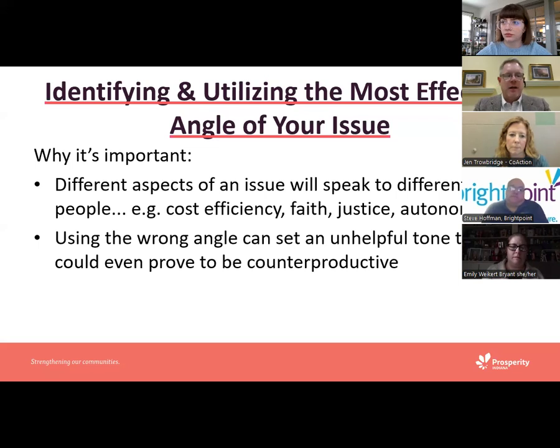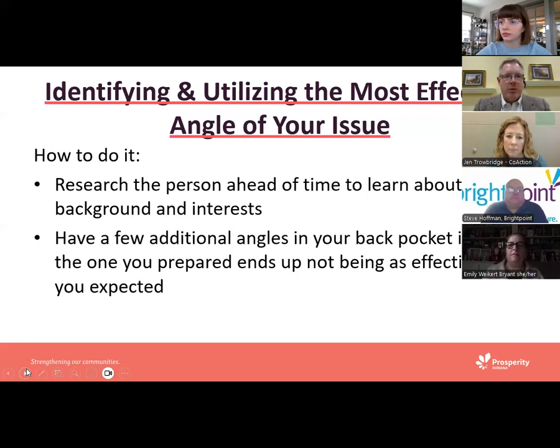So let's skip ahead and talk about how we could put this into place. So first of all, know your audience. There's some ways that you can do that. We'll show you one way to get to know some of the background of every state legislator. There's other things you can do too.